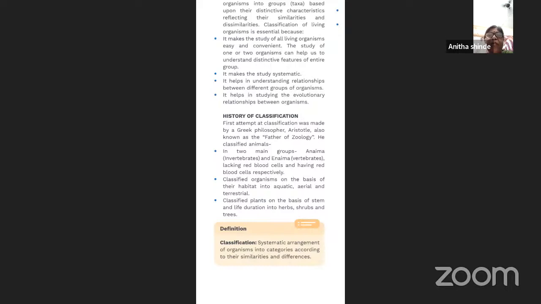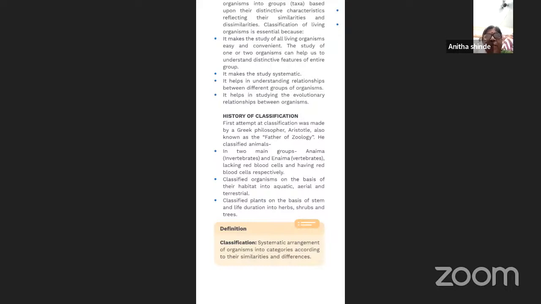to be the father of zoology. First, he concentrated on animals. He divided the animals into two groups based on the presence or absence of red blood cells, that is, one is anaima and the other one is enaima. Anaima means lacking red blood cells, that is invertebrates, and enaima means vertebrates, presence of blood cells. So that is how he classified. Then, another classification, he classified the organisms based on their habitat, like aquatic animals, aerial animals, as well as terrestrial animals.